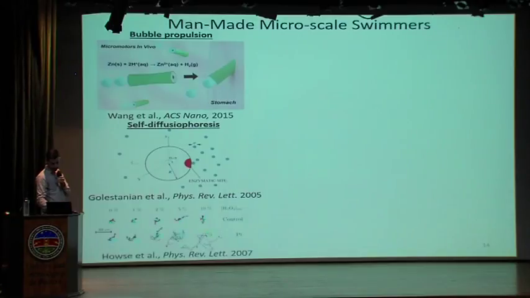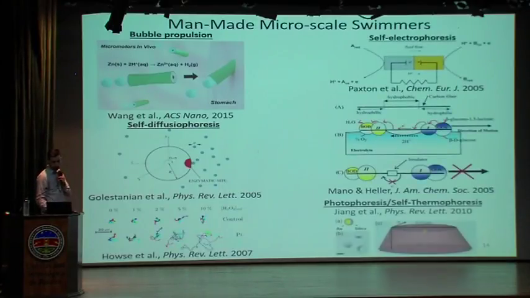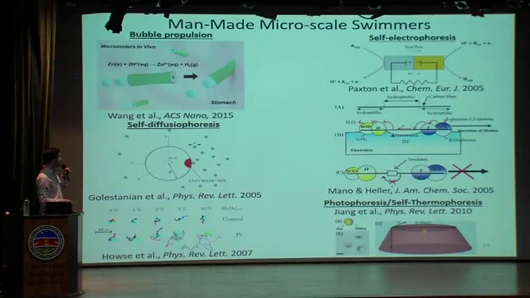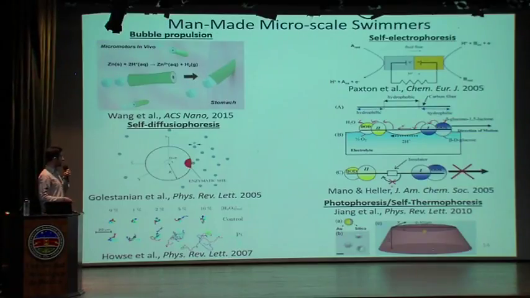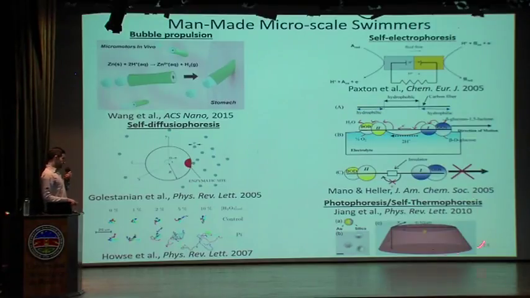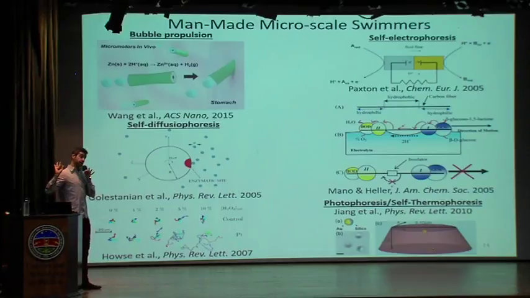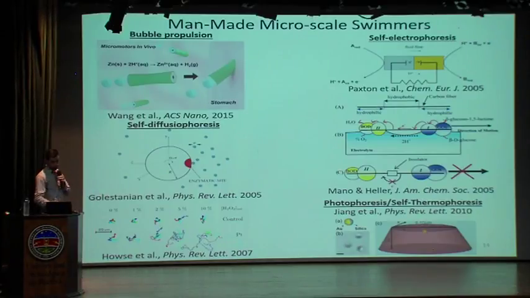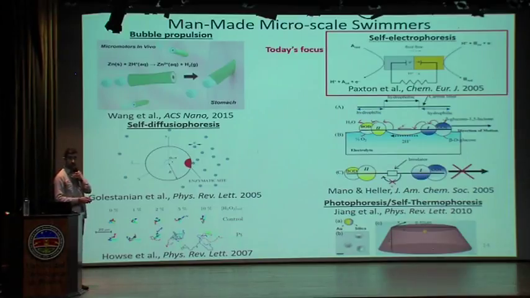Several other propulsion mechanisms have been investigated as well, so I'll just briefly show them. There's self-diffusiophoresis, and self-electrophoresis, with a couple of different realizations of that. And then we have thermophoresis, in which a particle generates a gradient in temperature and moves in response to that. But today, I want to focus on the platinum gold rods that I showed you earlier.